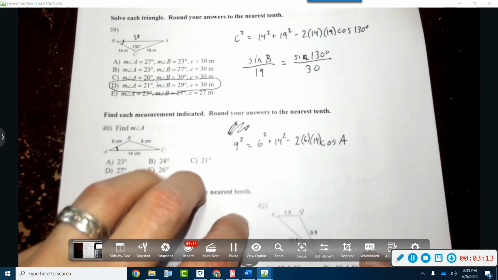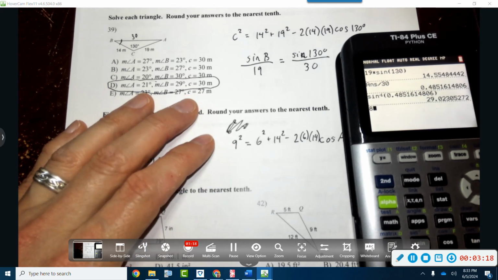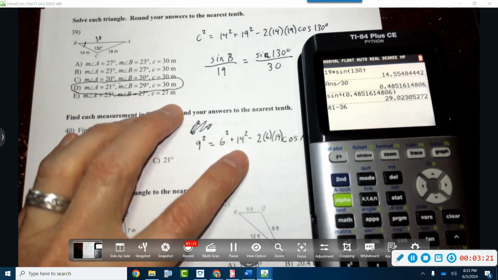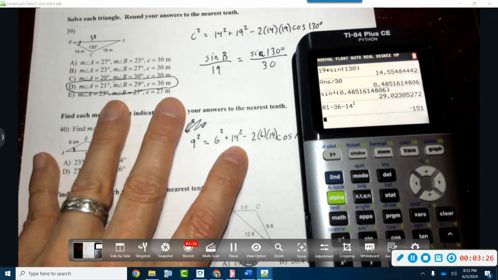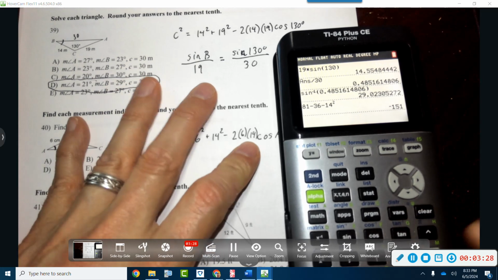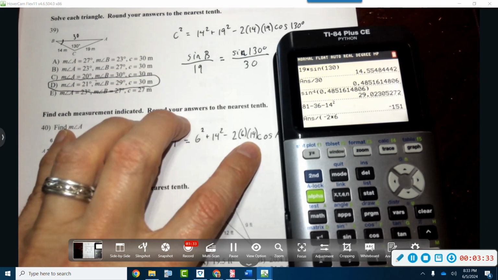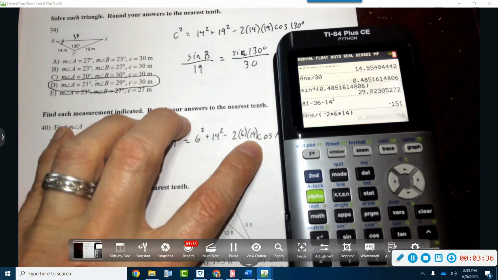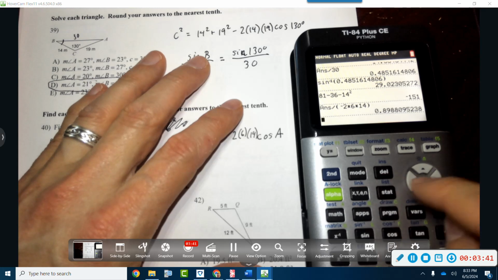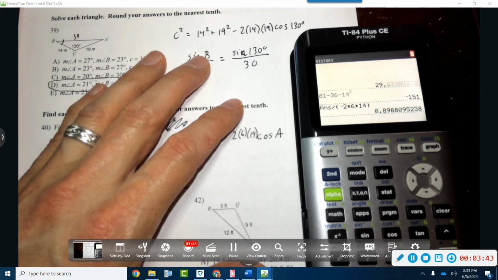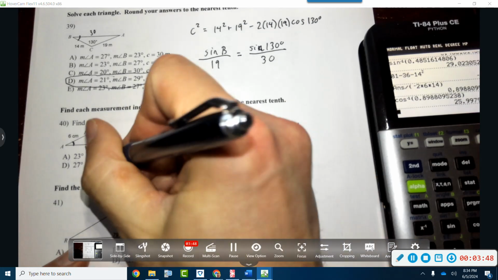Okay, all right. So first of all, let's go ahead and take the 81. We're going to subtract 36, and then we're going to subtract 14 squared. All right, so that gives me negative 151. Now I'm going to divide by parentheses negative 2 times 6 times 14. Okay, so that is my cosine value. So I need to do inverse cosine. And looks like I get 26 degrees.